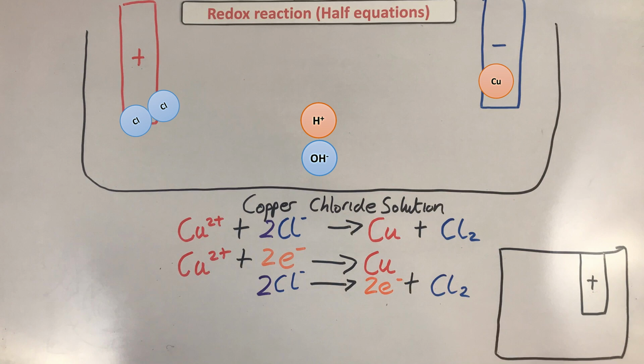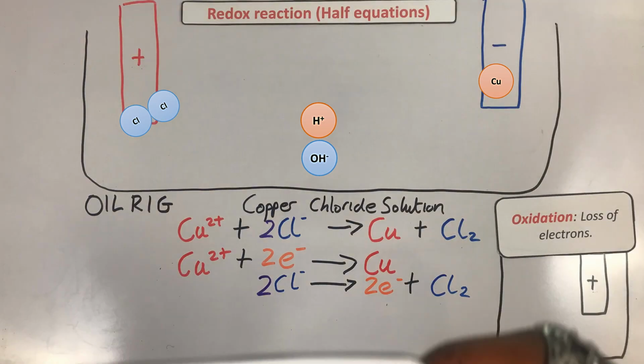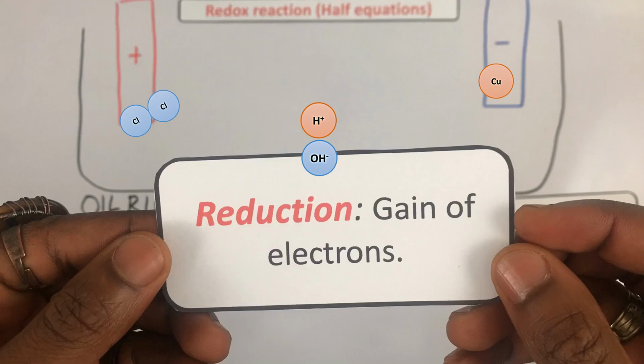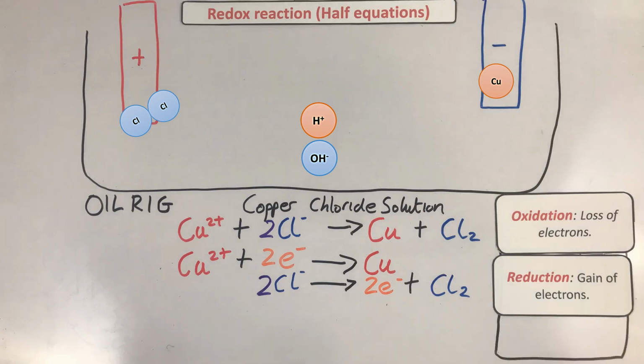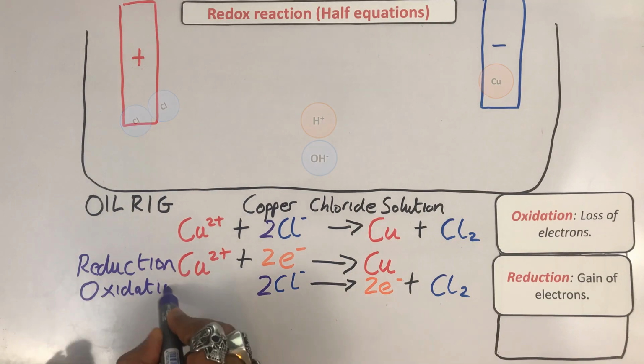You also need to be able to classify half equations into either oxidation reactions or reduction reactions. Oxidation is the loss of electrons and reduction is the gain of electrons. If you remember OIL RIG, then you've got this on lock. In electrolysis, metal ions are always gaining electrons, so they are always reduced. The anions are always losing electrons, so they're always oxidized.